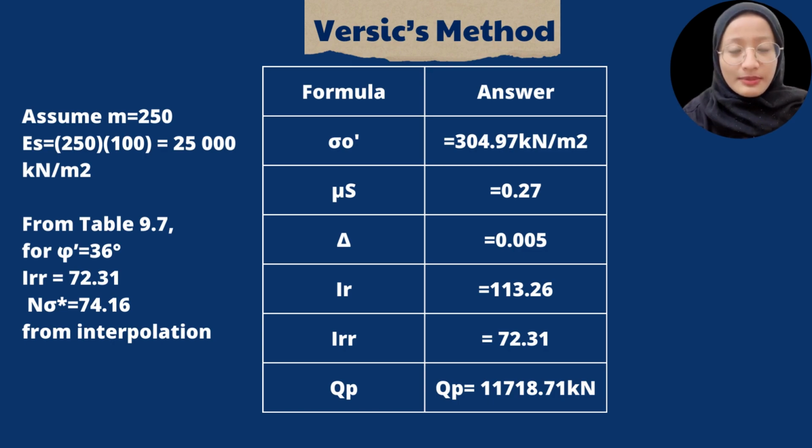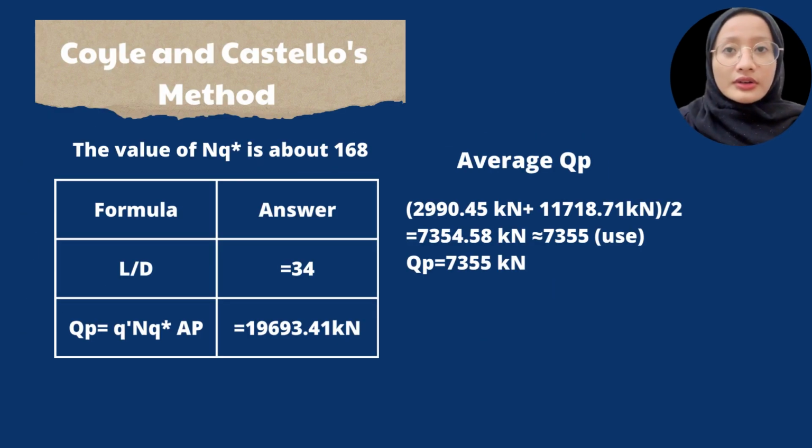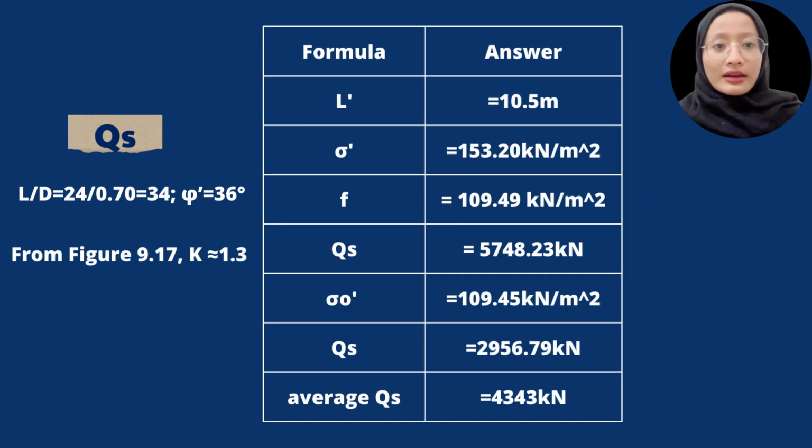QP for Vesic method, we got 11,718.71 kilonewton. For Coyle and Castello method, we got NQ is 168 and our QP is 19,693.41 kilonewton. And then we calculate the QS. For L over D is 34, and we got the K is 1.3. It is from figure 9.17.